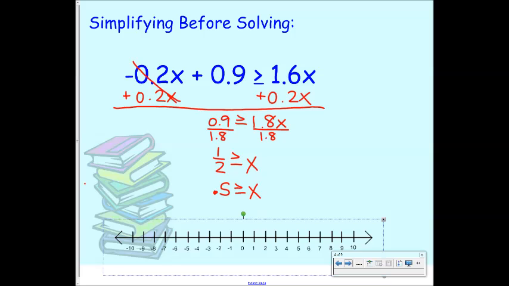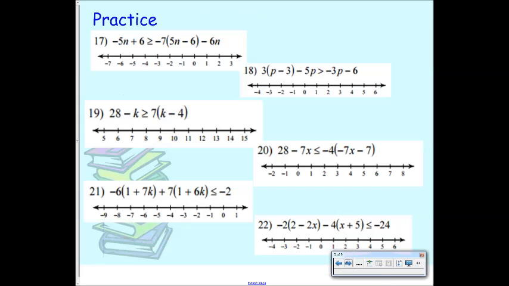So I'm going to put my closed circle at 0.5, and the smaller side of the symbol is facing the x, so x is less than 0.5, which means my arrow is going to go this way. Remember, if your variable is on the right side, you draw your arrow the opposite way of the way the inequality sign is pointing. So since this inequality sign is pointing to the right, but my variable is on the right, I actually am going to go to the left. That's another kind of trick way to remember which way to go. All right, so go ahead and go try these 6.